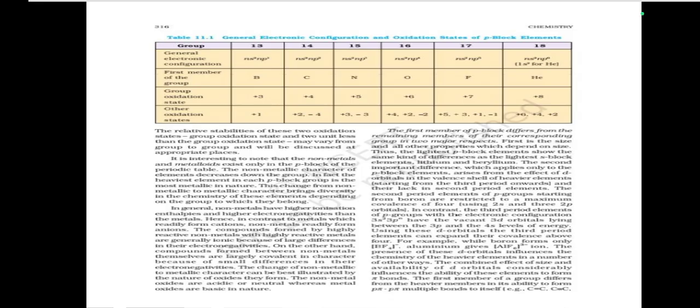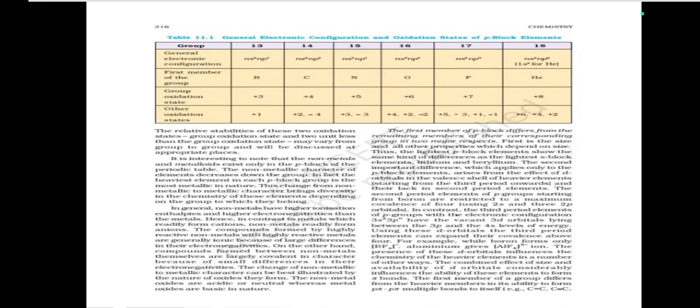The first member of a p block group differs from the remaining members of its corresponding group in two major respects. First is the size and all the other properties which depend on size. Thus, the lightest p block elements show the same kind of differences as the lightest s block elements, lithium and beryllium.